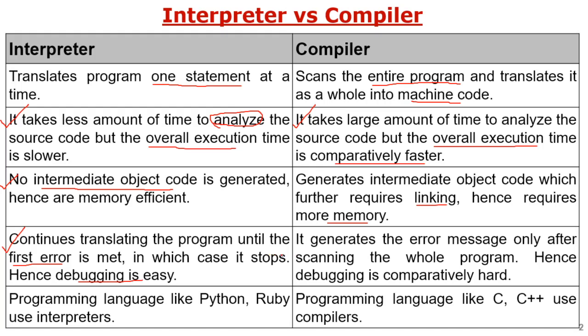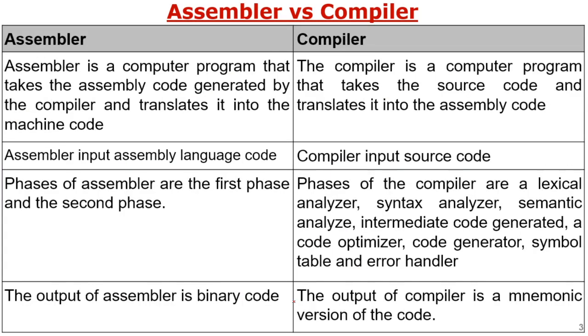Hence debugging is comparatively hard, because you have to see the whole program to analyze where the error is going to occur, or where the correction is needed. So you have to see the complete program. That's why it is comparatively harder or more complex than the interpreter. Programming languages that use interpreters are like Python and Ruby, and you understand that very well.